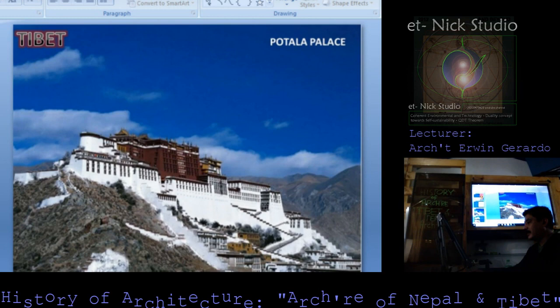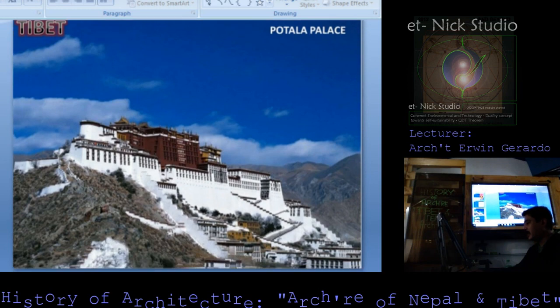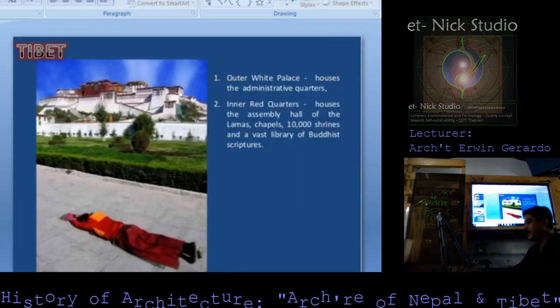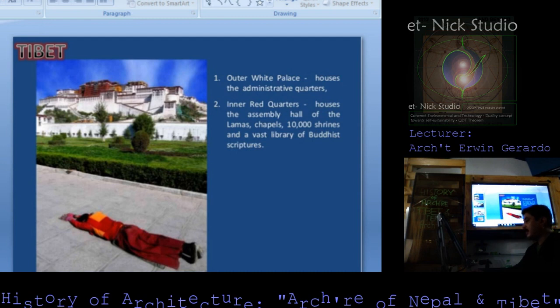Potala Palace in its pictorial view. The Outer White Palace houses the administrative quarters. The Inner Red Quarters houses the assembly hall of the lamas, chapels, the 10,000 shrines, and the vast library of Buddhist scriptures.